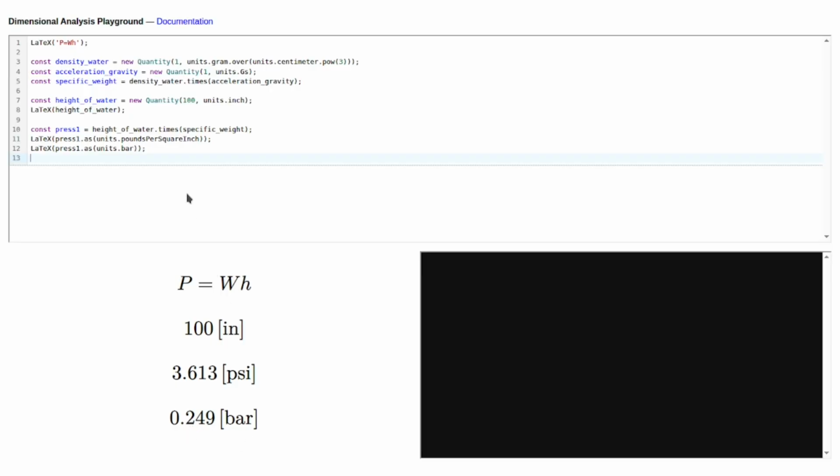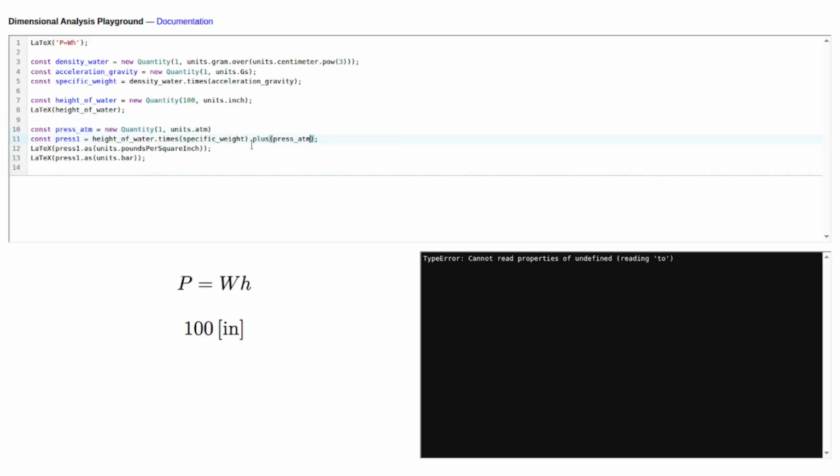This is a gauge pressure, so if we want the absolute pressure, we could add a single atmosphere of pressure onto this. And so what I've done here is I've added a single atmosphere of pressure onto our result pressure here.